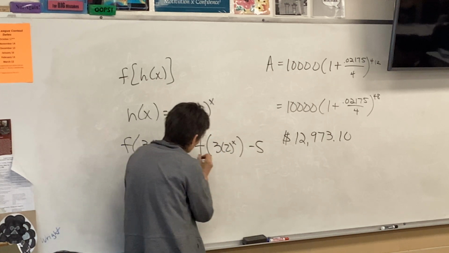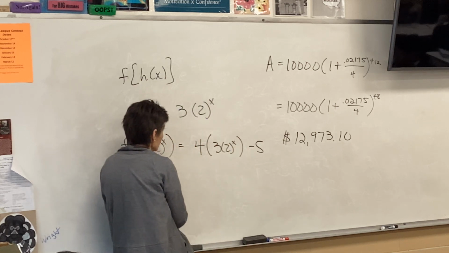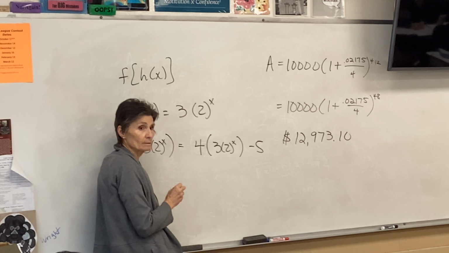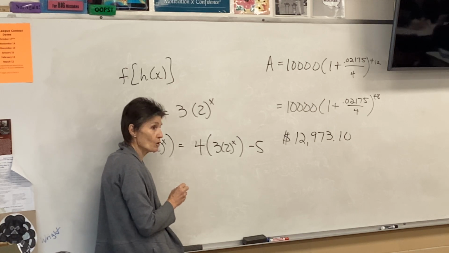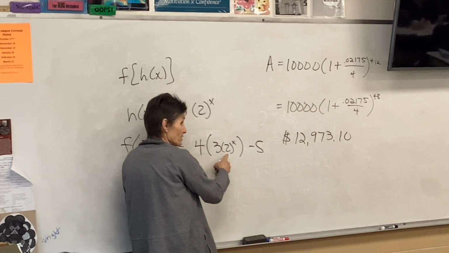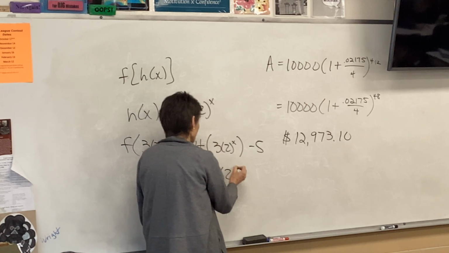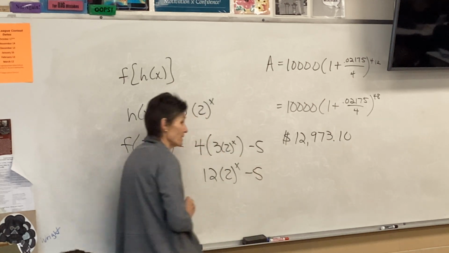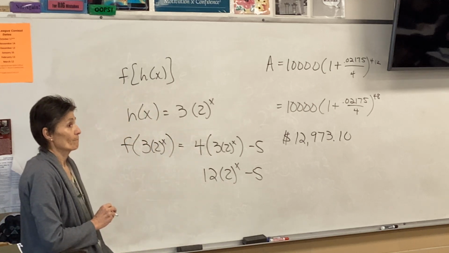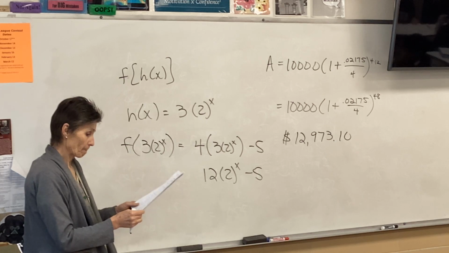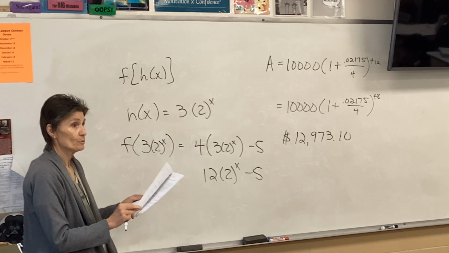So cleaning that up, can I multiply the 4 and the 3? Absolutely, there's no reason I can't. Can't multiply the 2 though, because it has the exponent. So 12 times 2 to the x minus 5 would be your answer. Okay, Anna? Anybody else on 2-7 or 2-8?